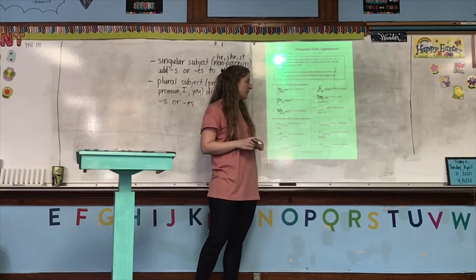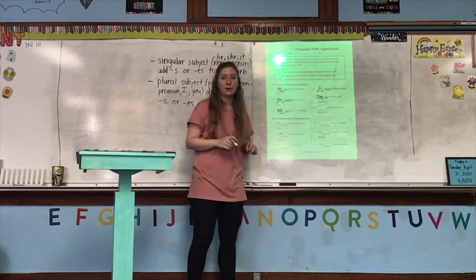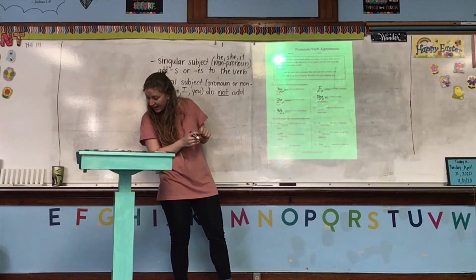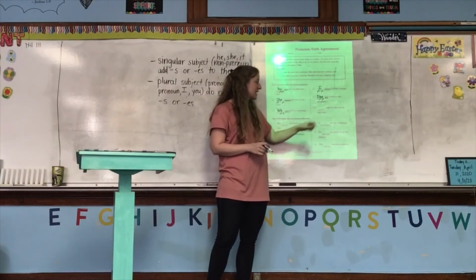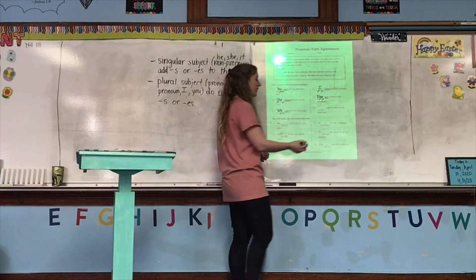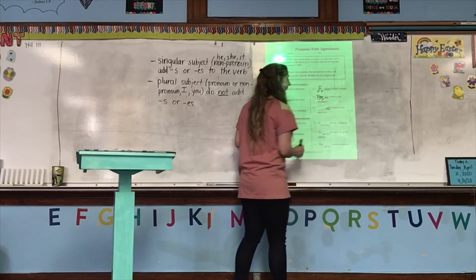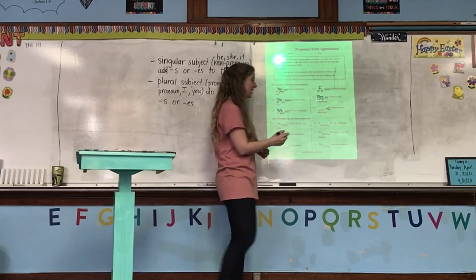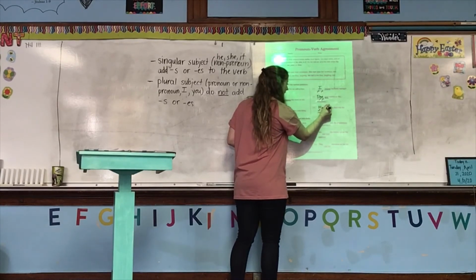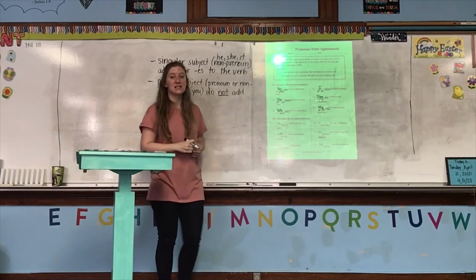Okay, number 6, blank drags the desk into the other room. Is it you drags the desk into the other room? Is it he drags the desk into the other room, or I drags the desk into the other room? Well, our verb is drags. It has an S. That means we can't use you or I, so it has to be he drags the desk into the other room.